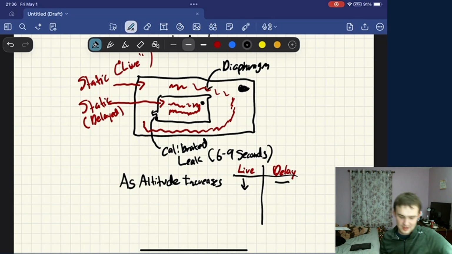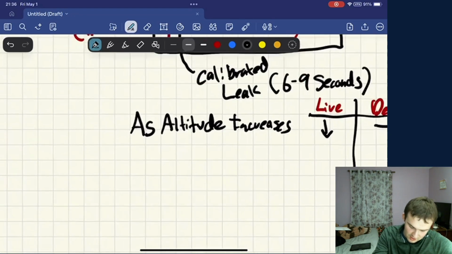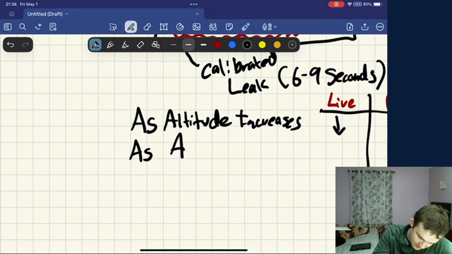Super duper simple. And vice versa, as airspeed decreases. Or sorry, as altitude decreases. Goodness.